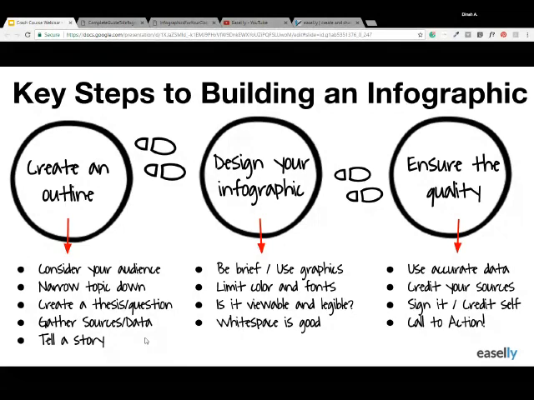Lastly, before you push your infographic to your students and out to the world, you're going to want to make sure that the quality is up to par. So we talked about using accurate data and credible sources, but here in this case, you're going to want to make sure that things like your numbers are correct and you don't have the decimal in the wrong place, or you have too many zeros on a number. So that's what we're looking for when we're ensuring the quality at the very end of the process.